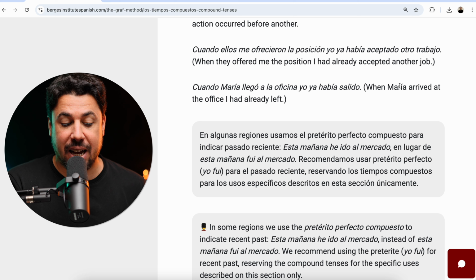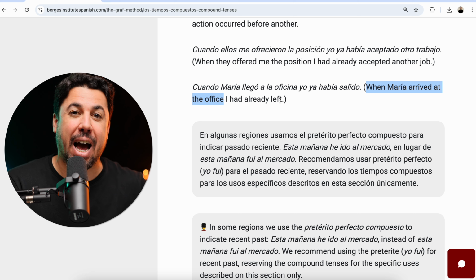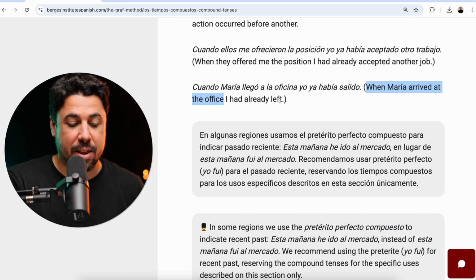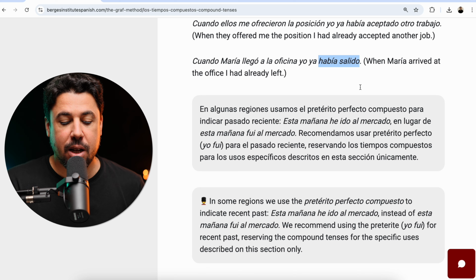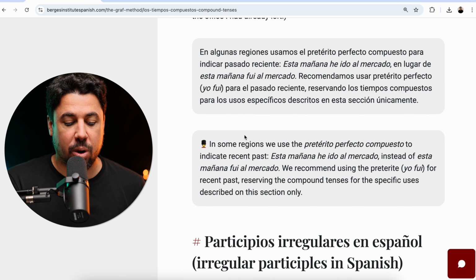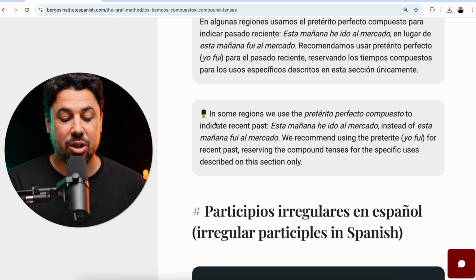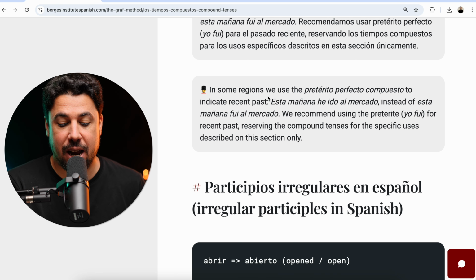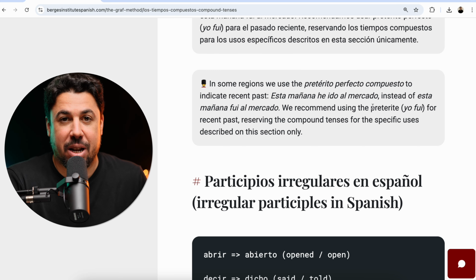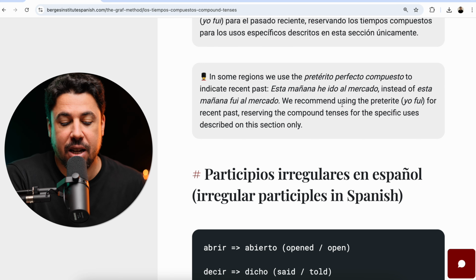When Maria arrived at the office, that's our point of reference, I had already left. This thing had happened already before that other thing in the past. So, cuando María llegó a la oficina, yo ya había salido. And here we have a note. I'm going to read the English version. So it says, in some regions we use the pretérito perfecto compuesto to indicate recent past. Esta mañana he ido al mercado. Instead of saying esta mañana fui al mercado with the standard past tense. It says we recommend using the preterite for recent past, reserving the compound tenses for the specific uses described in this section only.